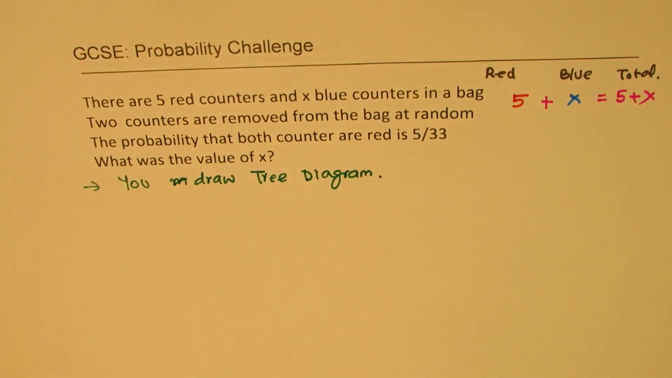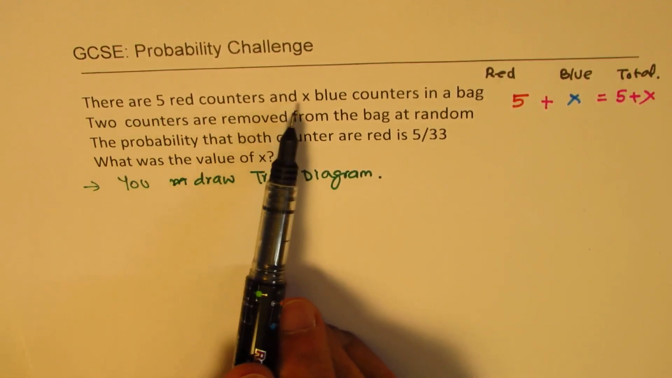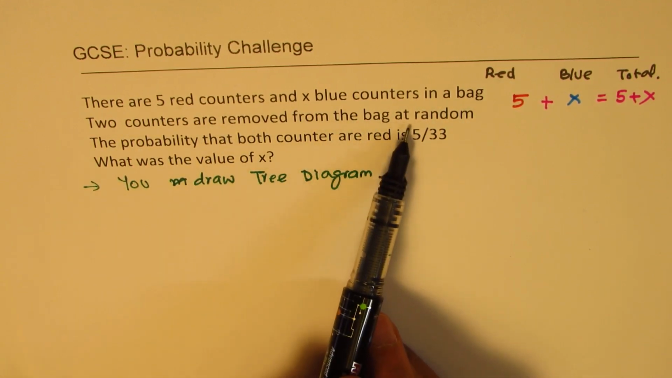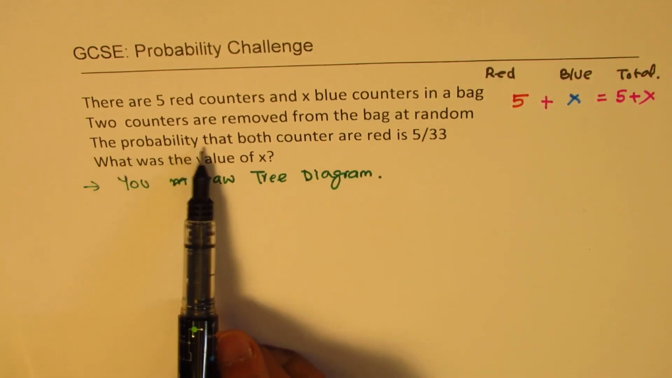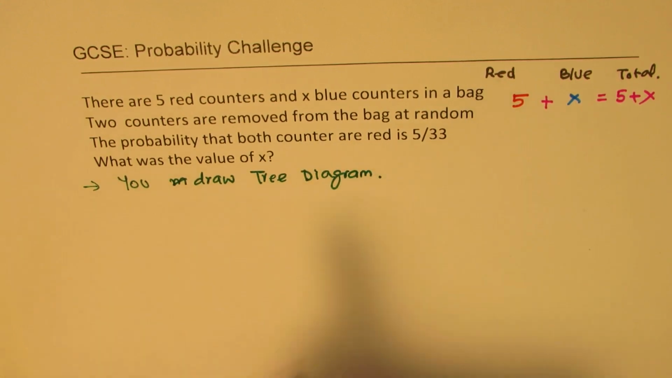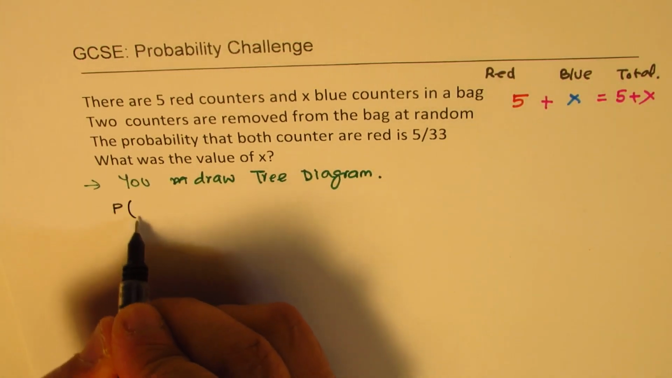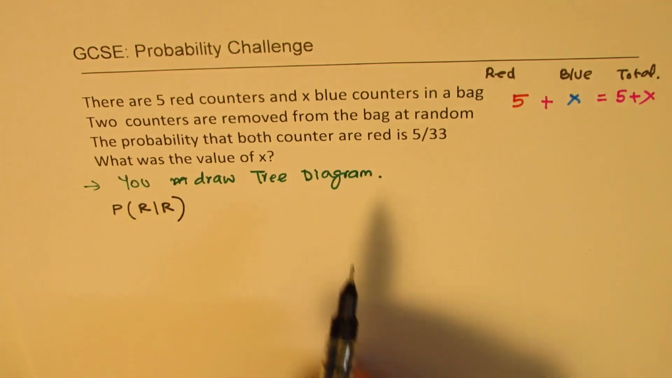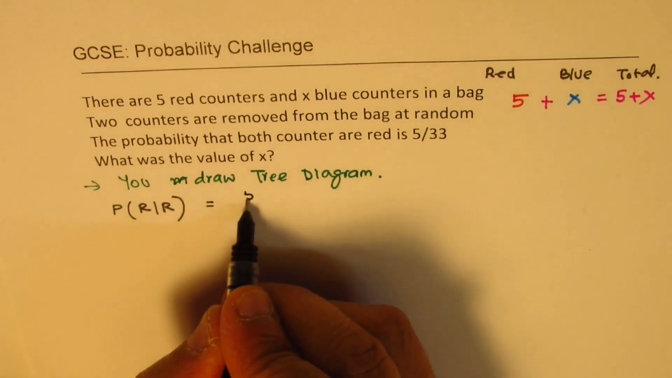So let me show you how we can do it without a tree diagram. That's the whole idea. There are 5 red counters and x blue counters in a bag. 2 counters are removed from the bag at random. The probability that both counters are red means red after red. Do you see that? It is given to us as 5 over 33.